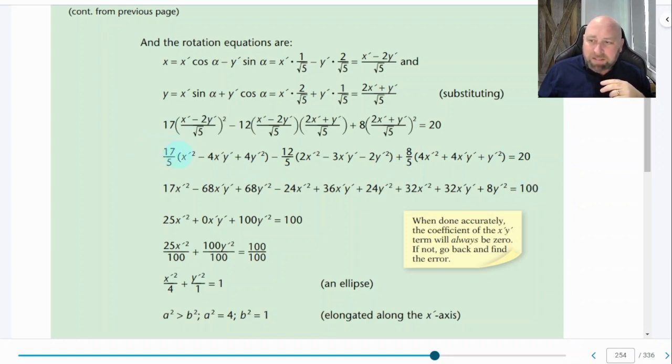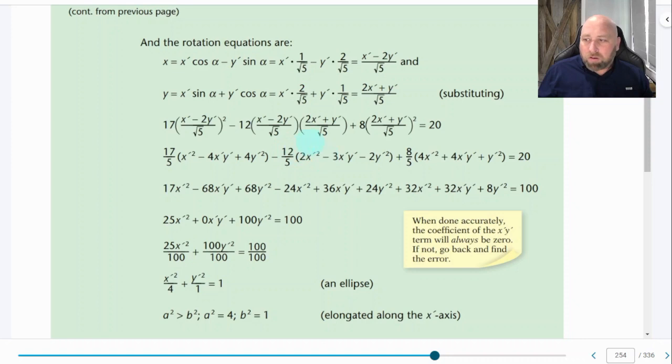Then they take the 17 and they move the 17 through. So there's two separate steps going on here. First of all, you're canceling the 5 by multiplying everything by 5. Secondly, you're distributing. So here they distribute the 17 through, 17 x prime squared minus 68 x prime y prime. I think you get the idea.